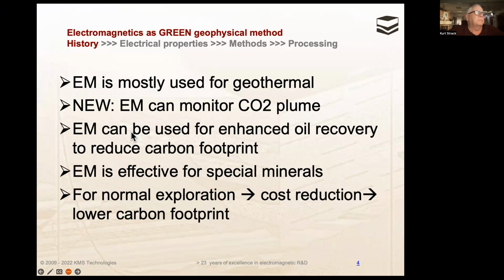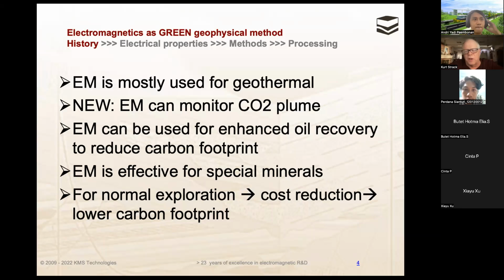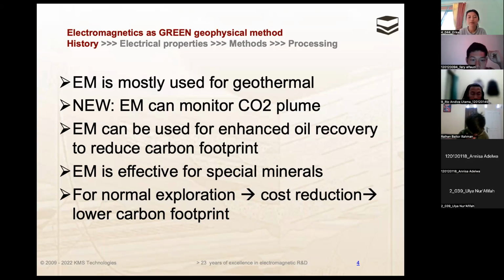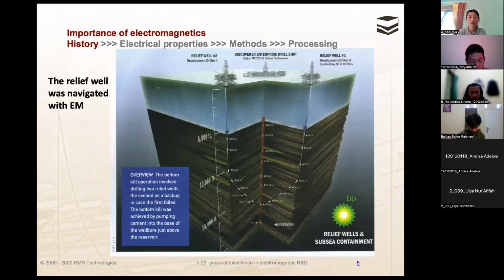Electromagnetics can also be used for enhanced oil recovery. And if you get 40% more oil out of the ground, you are improving the recovery factor and you're reducing the carbon footprint of oil production. So it is also very important for that. Now, I will also give you an example where electromagnetics is used for special minerals like lithium exploration. And for normal exploration, electromagnetics is a cost reduction and thus reduces the carbon footprint. So this essentially says why electromagnetics is a green technology.